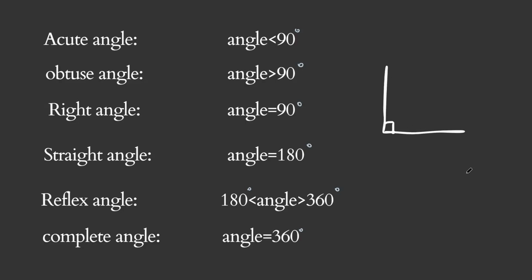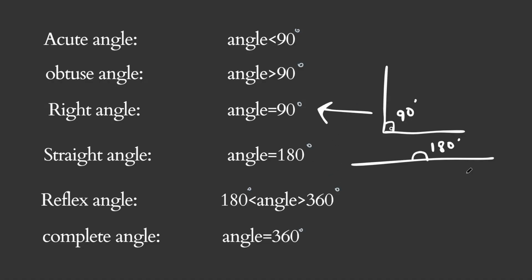If the angle is 90 degrees, then it is said to be a right angle. If the angle is in a straight line and it is 180 degrees, then it is said to be a straight angle.